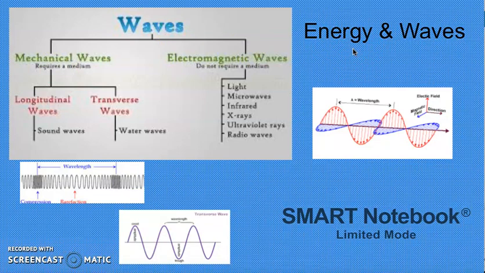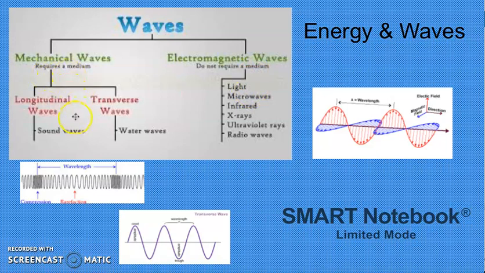Now, there are two primary types of waves that we will be discussing: mechanical waves and electromagnetic waves. A mechanical wave are the ones that do need a medium. It has to go through some kind of solid, through some kind of liquid, or through some kind of gas. Electromagnetic waves do not have to have that, and you can see some examples of those are light.